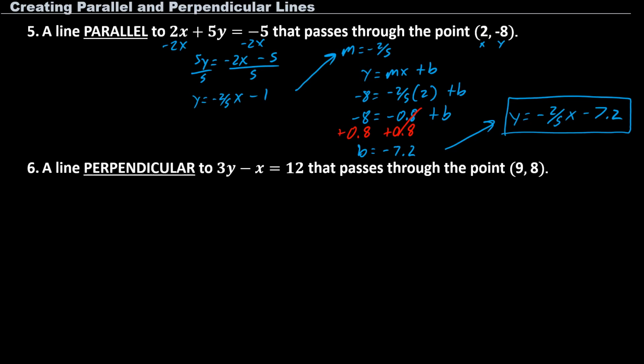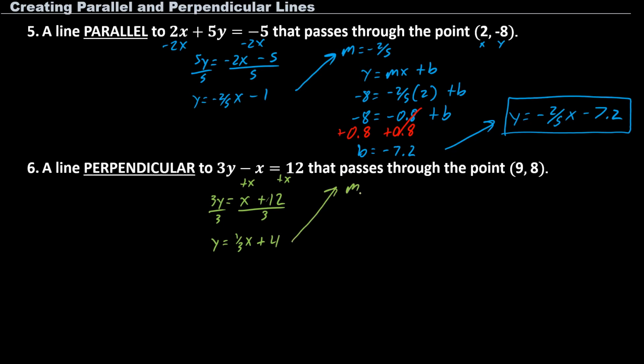And then for the bottom one, same thing. It's not set up as y equals mx plus b, so I need to make it set up as y equals mx plus b. So we're going to add x to the other side. We get 3y is equal to x plus 12. And then we're going to divide out the 3. So y is equal to 1/3 x plus 4.